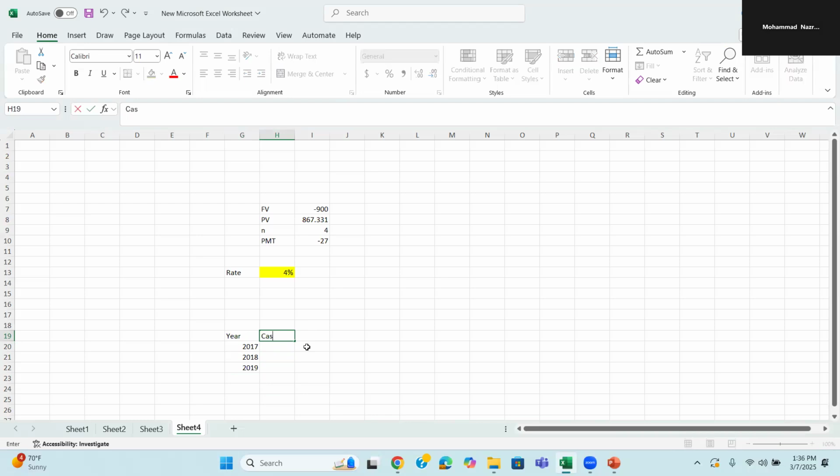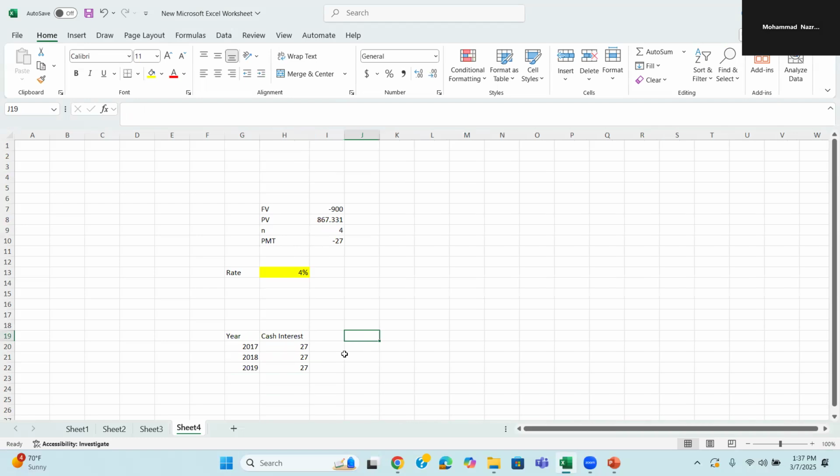So my cash interest is what? 3%, right? It's the same for each year, so I'm paying 27 for each year. All right. And now I have my effective rate, right? And my effective rate is 4%, which we just calculated here. Effective rate 4% for my remaining balance, right?